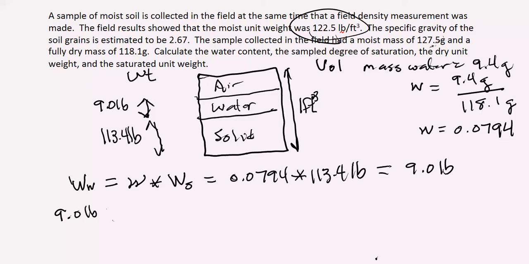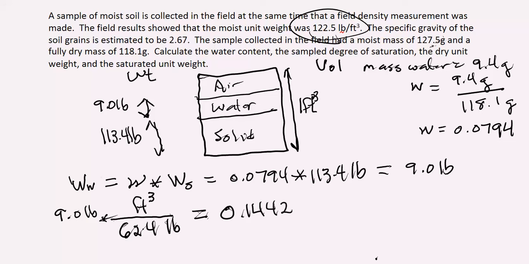9.0 pounds of water is equal to how many cubic feet? Well, we know that there are 62.4 pounds in a cubic foot of water. So we can just divide 9 by 62.4 to get a volume of 0.1442 cubic feet. So that phase has a volume of 0.1442 cubic feet.